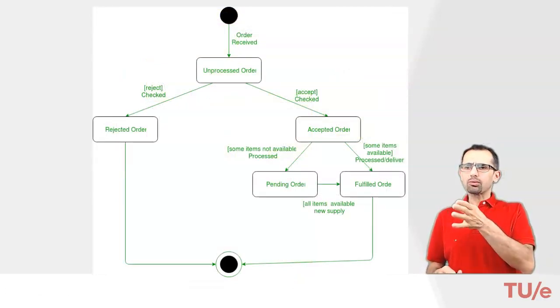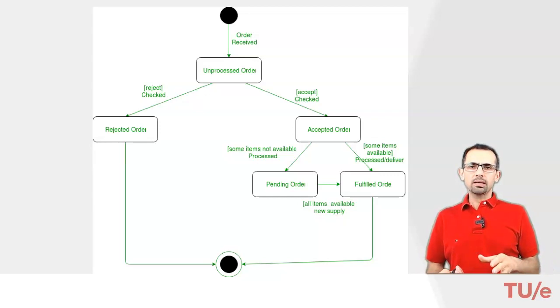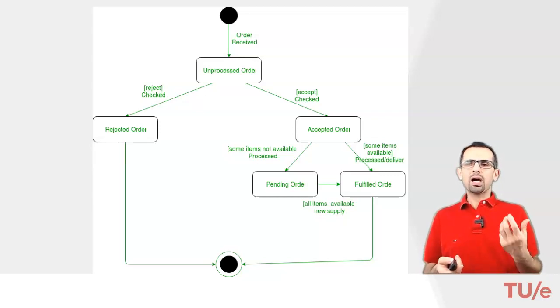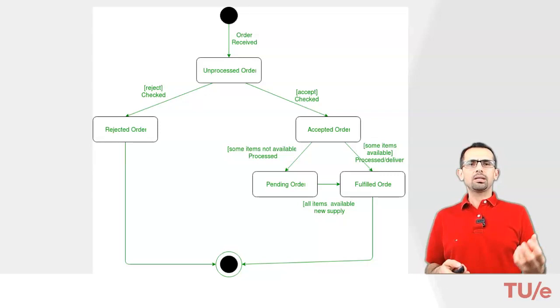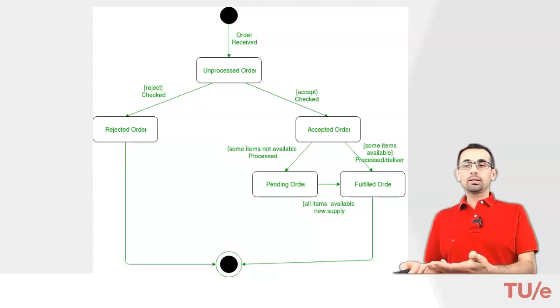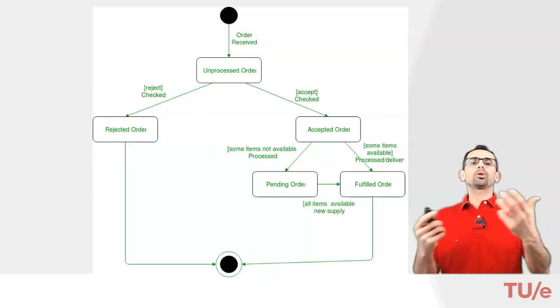Order received, unprocessed order, rejected order, accepted order, pending. So it's something about orders in this case. This is a diagram that shows how a particular class or a business object changes its state, and under what conditions or after which activities it changes its state. In this case, you're talking about an order, a business entity. It starts with the state of unprocessed, and then if it is rejected after checking, it becomes a rejected order in your system. If it is accepted, it becomes an accepted order, and so on and so forth.